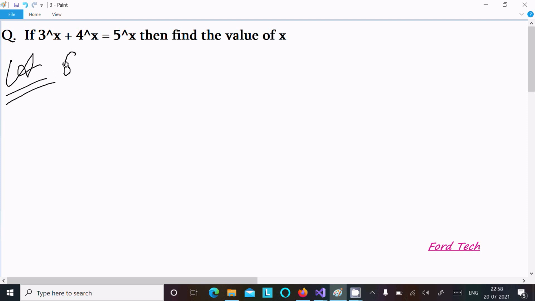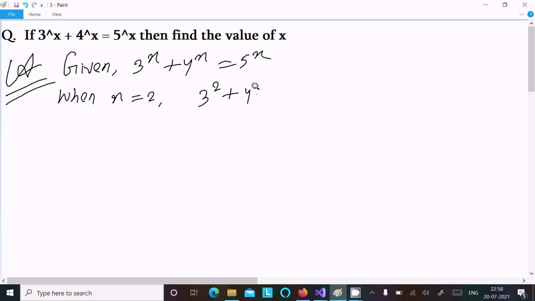So here, first writing the given equation: 3 power x plus 4 power x equal to 5 power x. So here when x equal to 2, so 3 power 2 plus 4 power 2 equals 5 power 2. 3 power 2 is 9, 4 power 2 is 16 and 5 power 2 is 25. So here you can get 16 plus 9 is 25, 25 equal to 25.